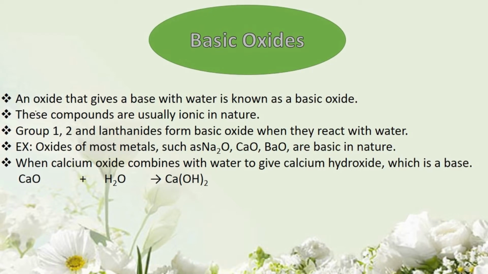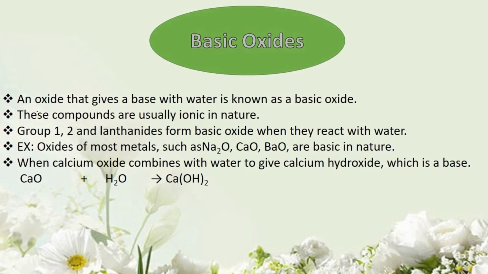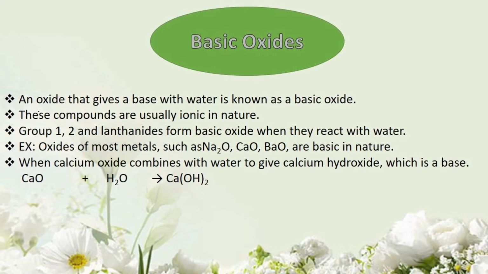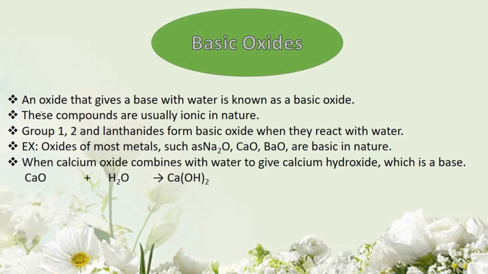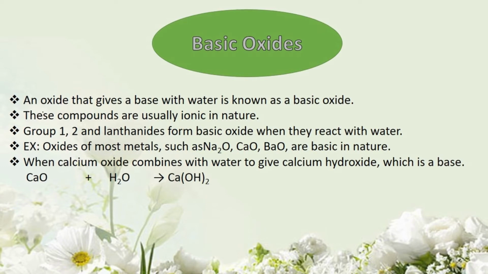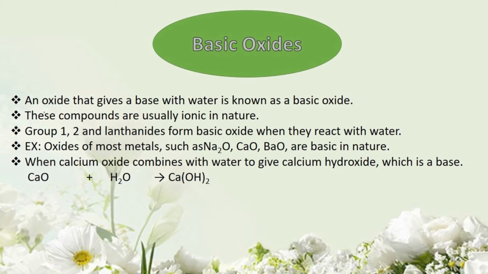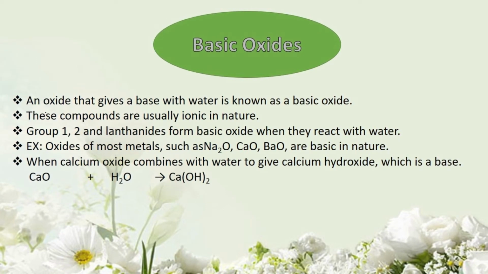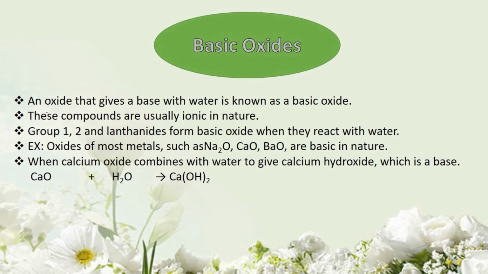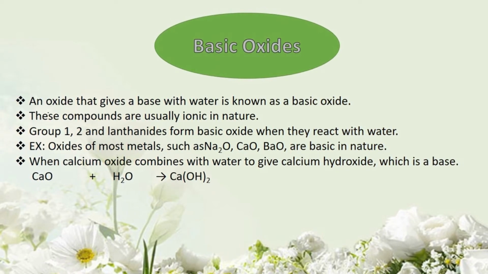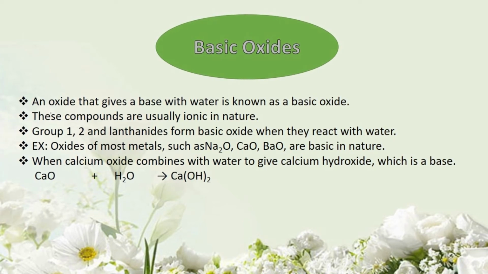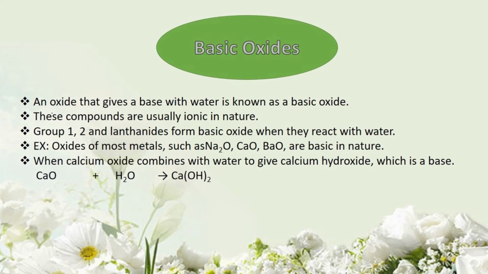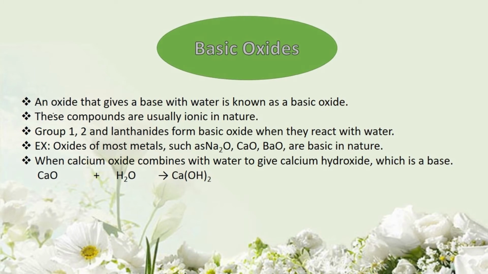A basic oxide reacts with water to give a base. Examples include the oxides of most metals such as Na2O, CaO and BaO. These are basic in nature. For example, if you take calcium oxide, that is CaO, it reacts with water and produces calcium hydroxide, Ca(OH)2.